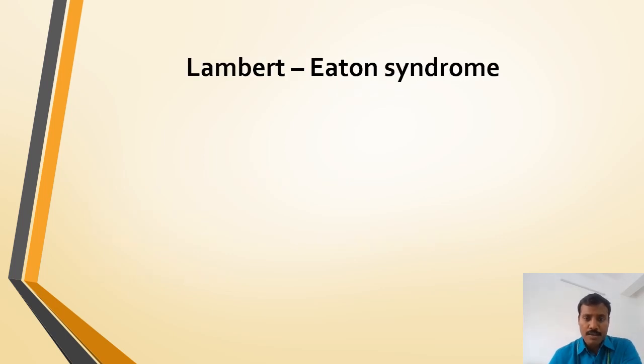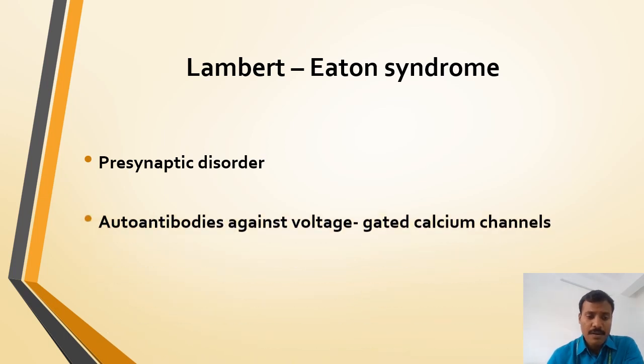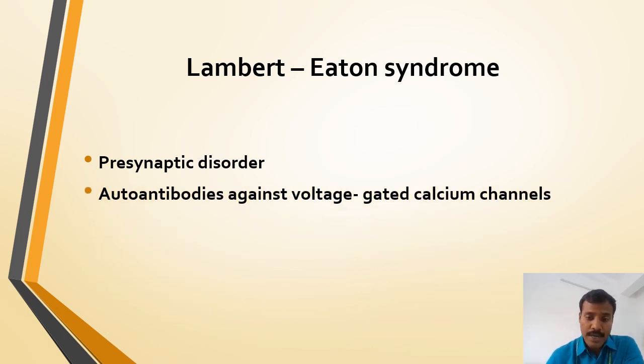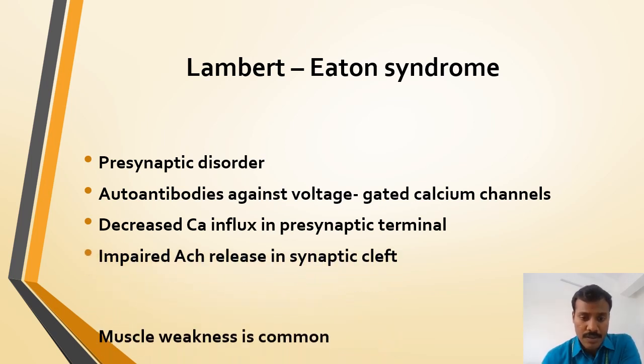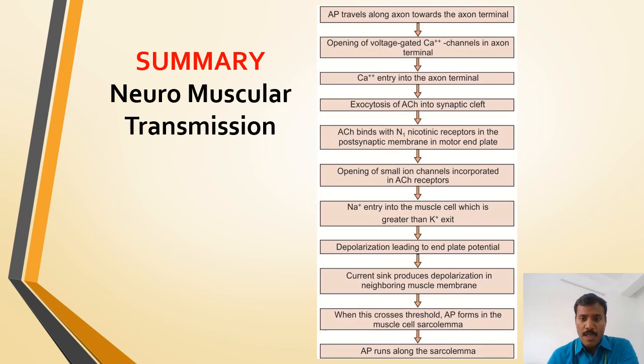The next one is Lambert-Eaton syndrome. This is a presynaptic disorder. Autoantibodies are produced against voltage-gated calcium channels. So the calcium channels are inhibited and don't open when depolarization happens, or the action potential arrives at the axon terminal. So there will be less exocytosis of vesicles in the presynaptic terminal, and release of acetylcholine is prevented. Impaired acetylcholine release in the synaptic cleft makes muscle weakness common.